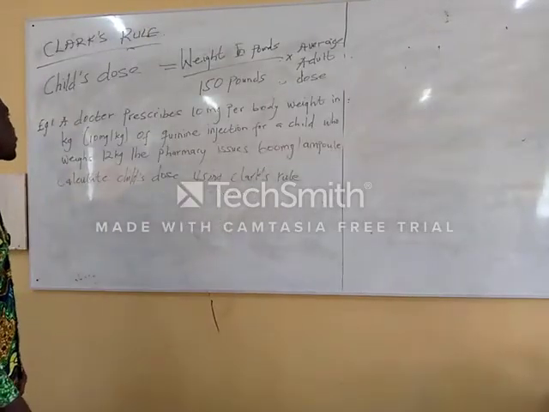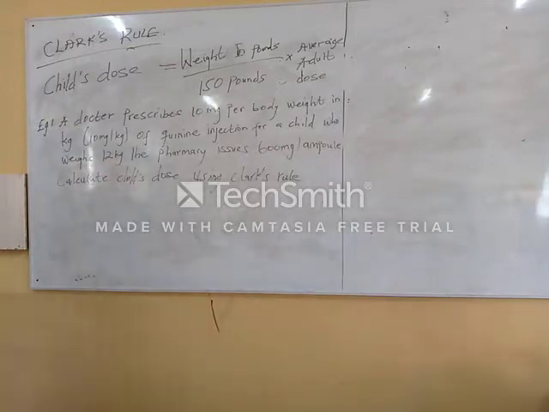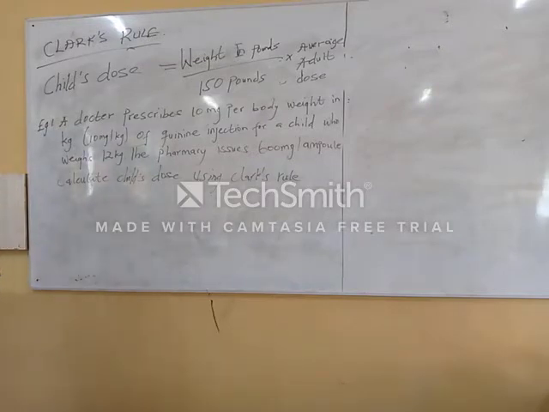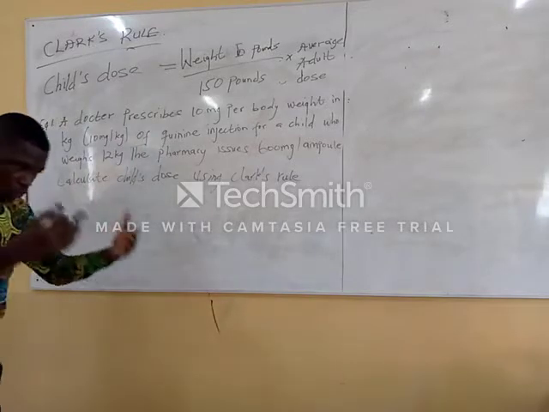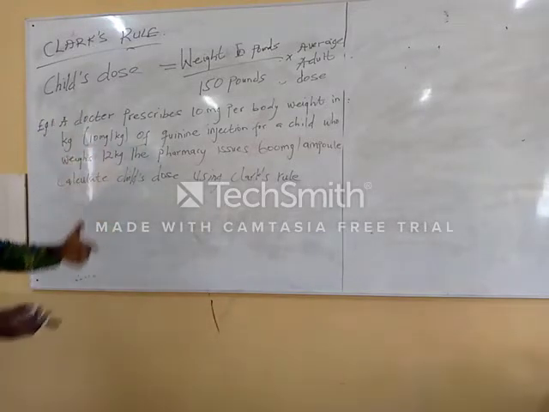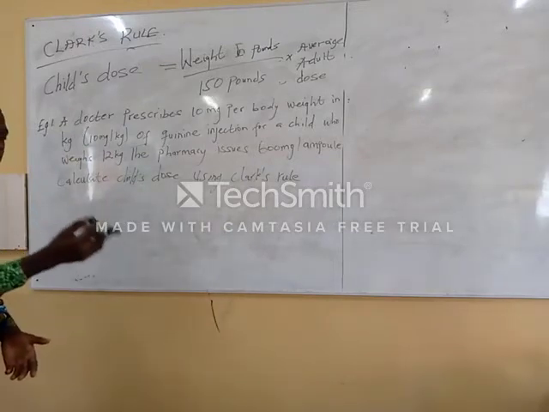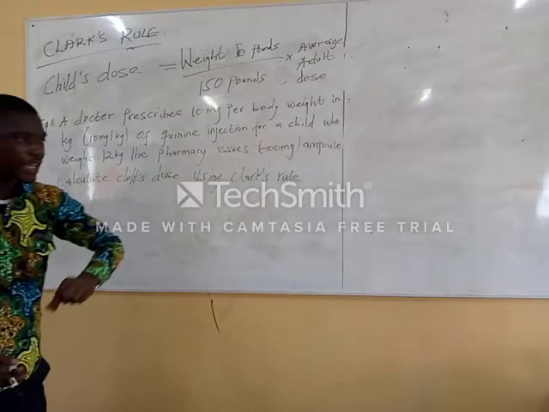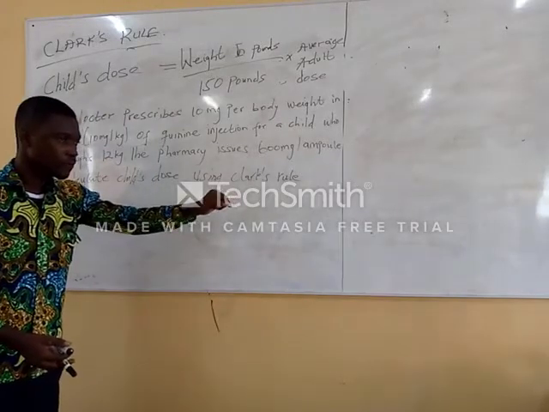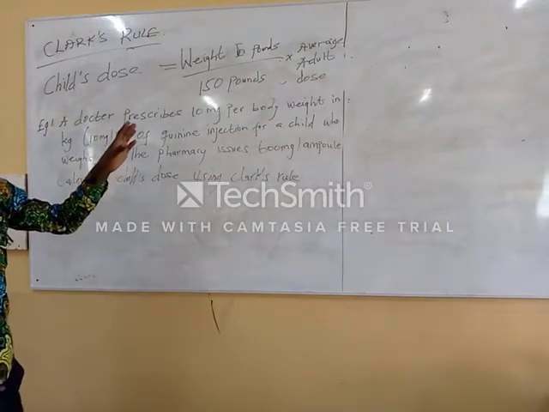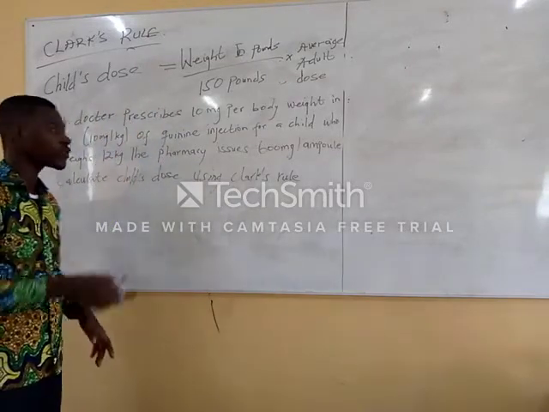The third rule, which is the Clark's rule, deals with the child's weight. As a child comes to the OPD, you weigh the child, so you know the child's weight. In case you are going to administer a drug, you use the child's weight. Based on this rule, you calculate the dose to be served to this child.